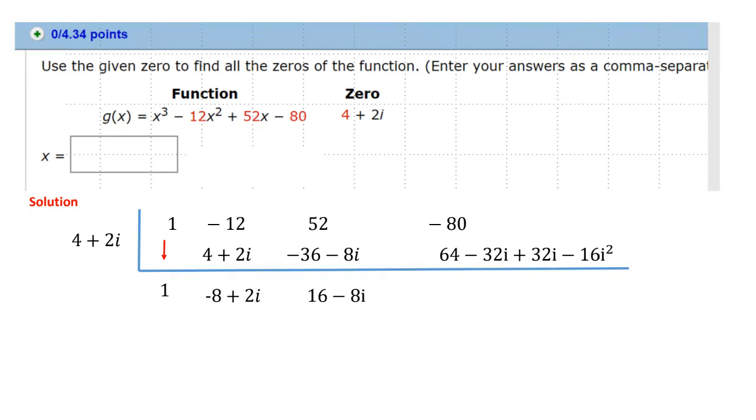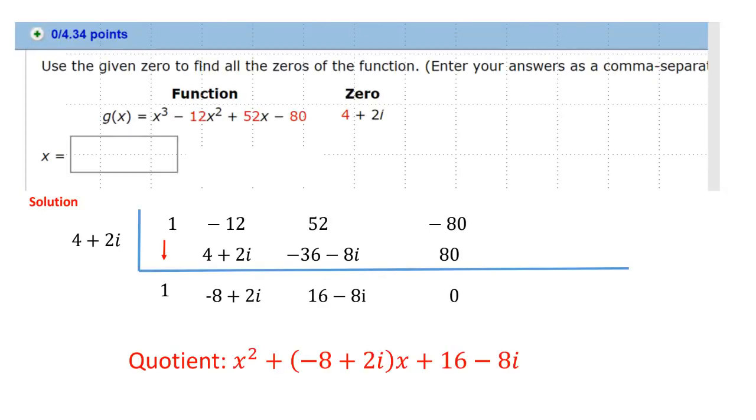Then multiply again. 4 plus 2i times 16 minus 8i is going to give me 64 minus 32i plus 32i minus 16i squared. And when I simplify this, I have 64 minus 16i squared. I combine my like terms. Again, to review, I left this one like this to remind you that i squared means that it's equal to negative 1. So negative 1 times the negative 16 gives me a positive 16. So 64 plus 16 is 80. Negative 80 plus 80 is 0.